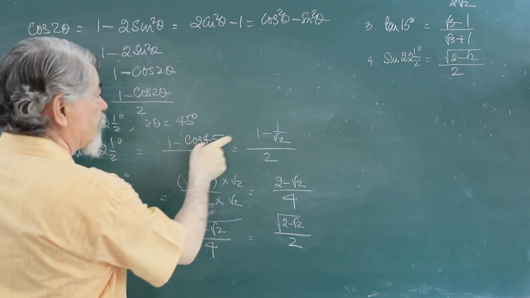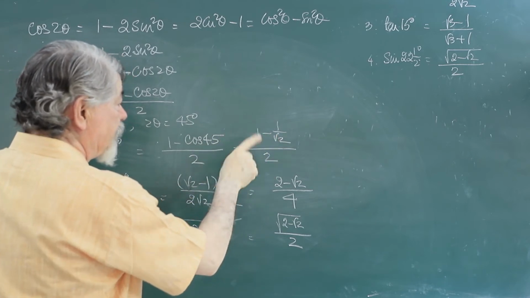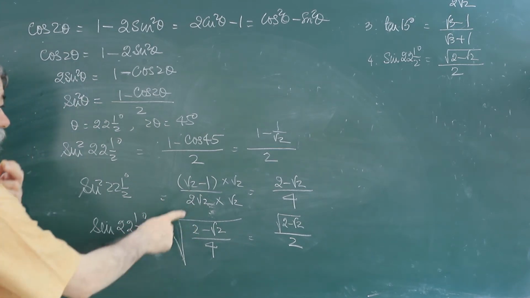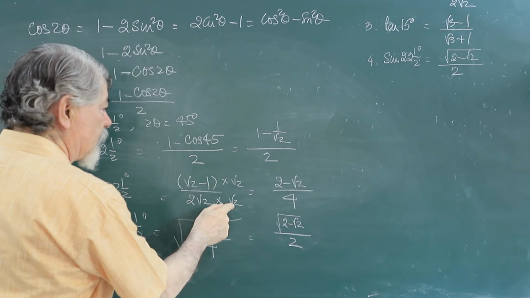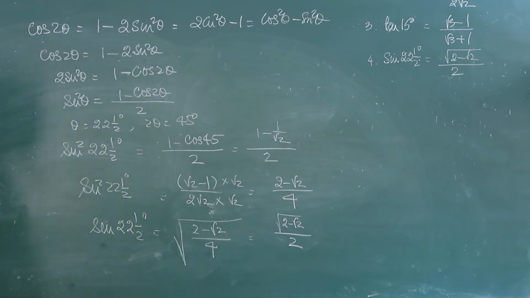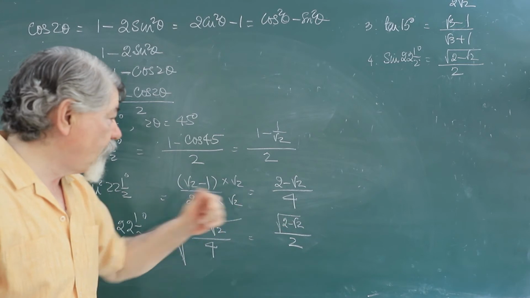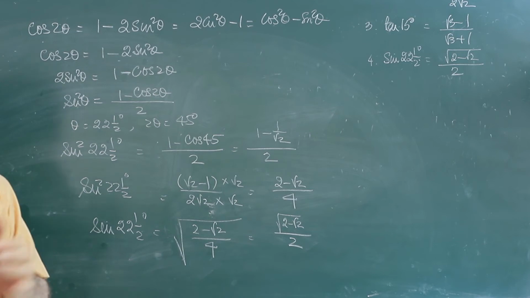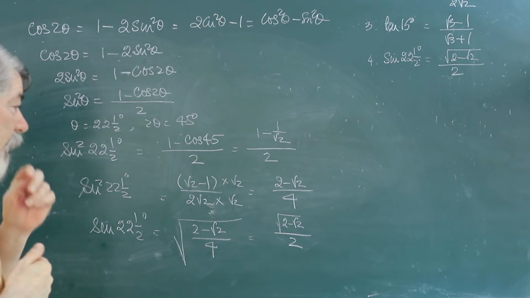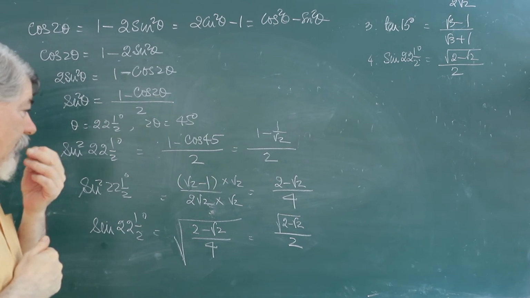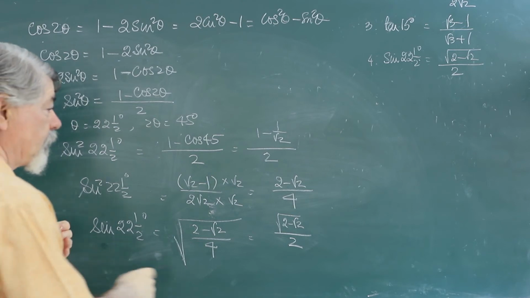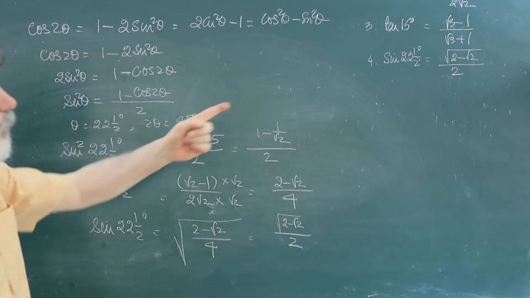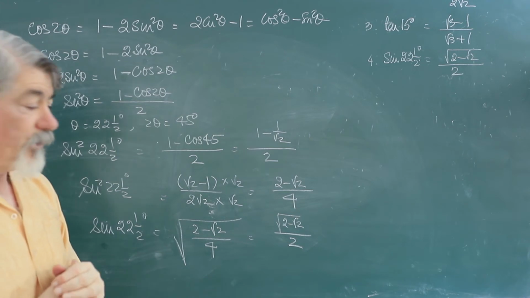The value of cos 45 is 1 upon root 2, and when you solve it, you will get root 2 minus 1 upon 2 root 2. I just remove this root 2 by multiplying root 2 and root 2 in the numerator and denominator. I got 2 minus root 2 upon 4. When I took the square root, we'll take only the positive value because in the first quadrant all ratios are positive. So it will come to under root 2 minus root 2 upon 2. The square root of 4 is 2. I have written the value of sin 22 and a half there.